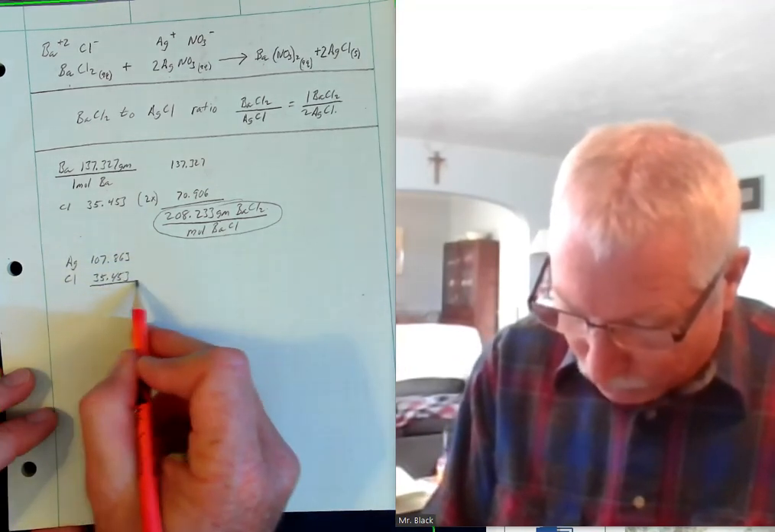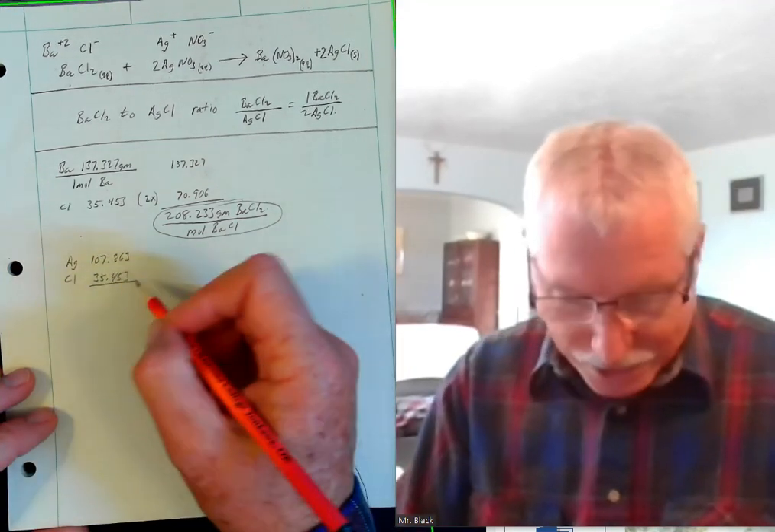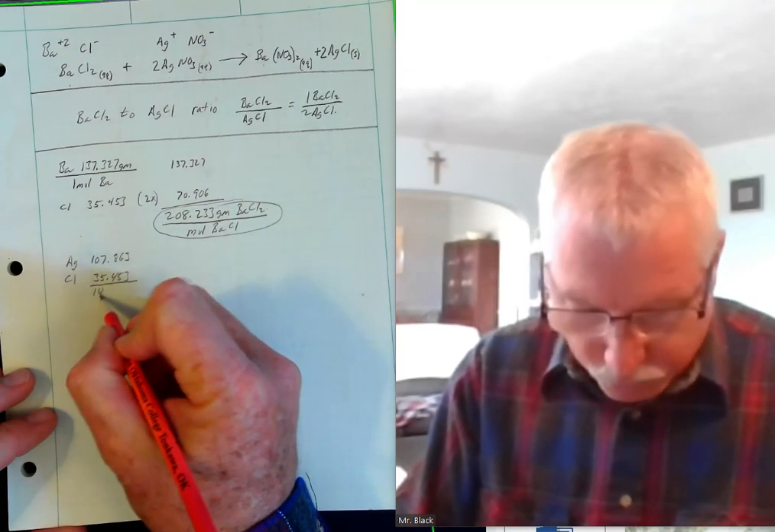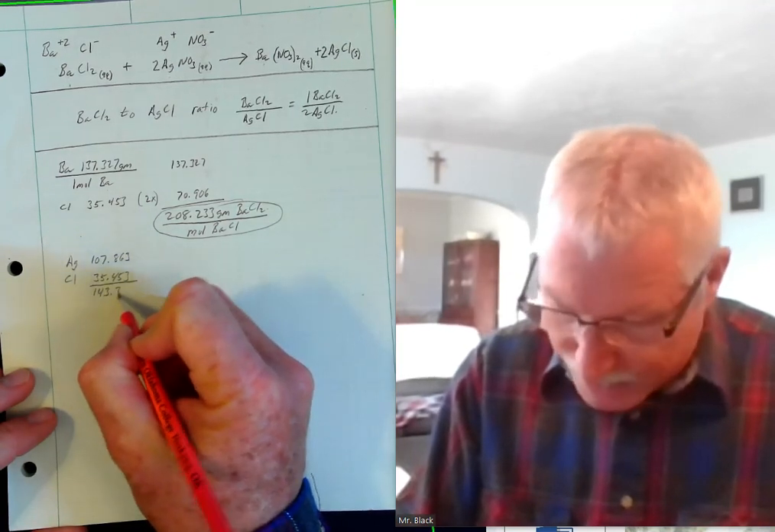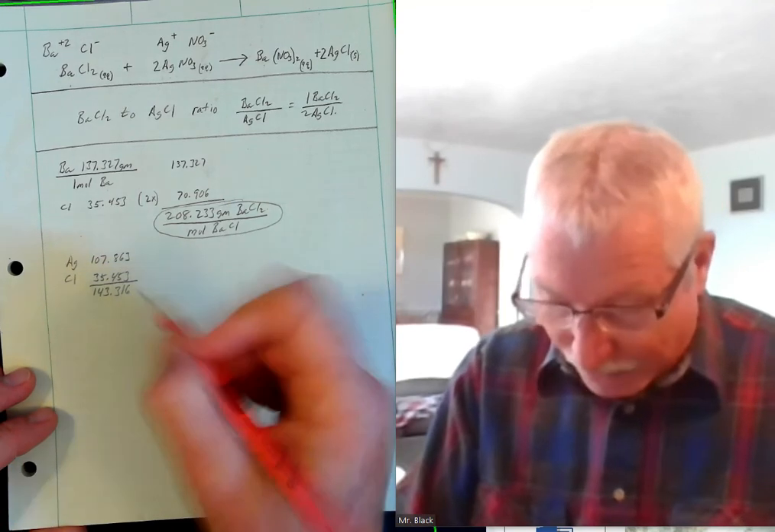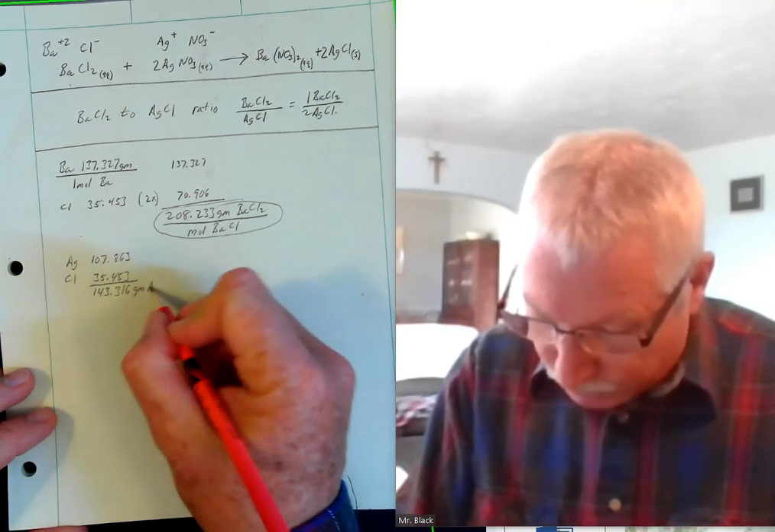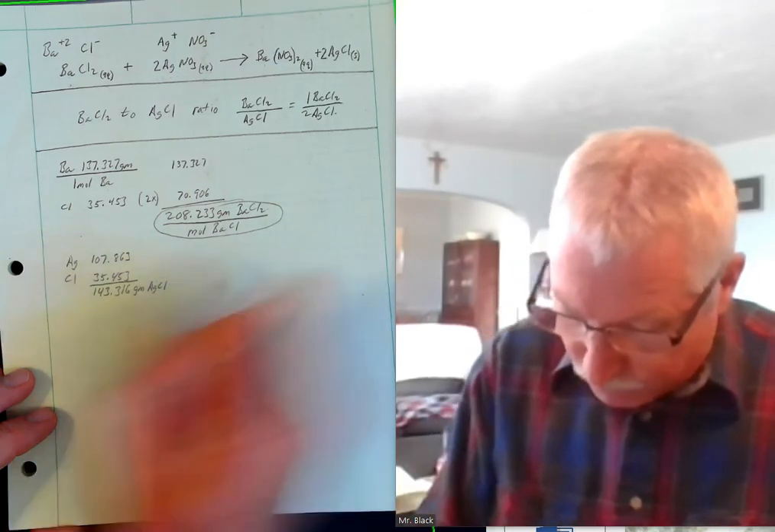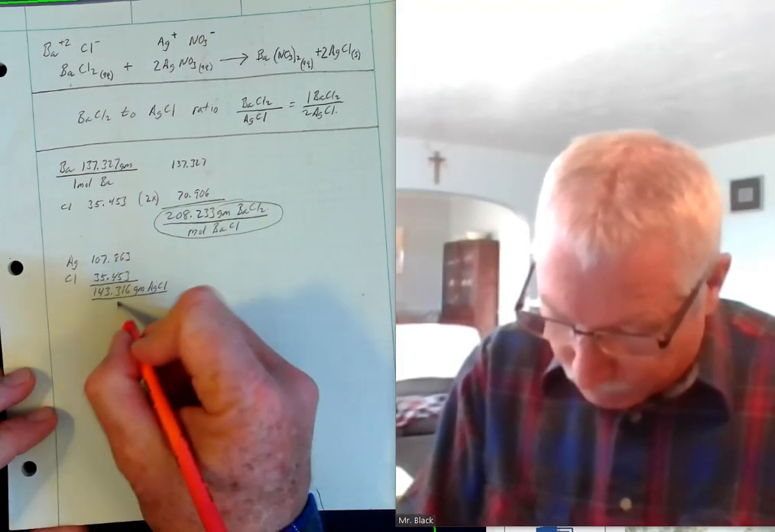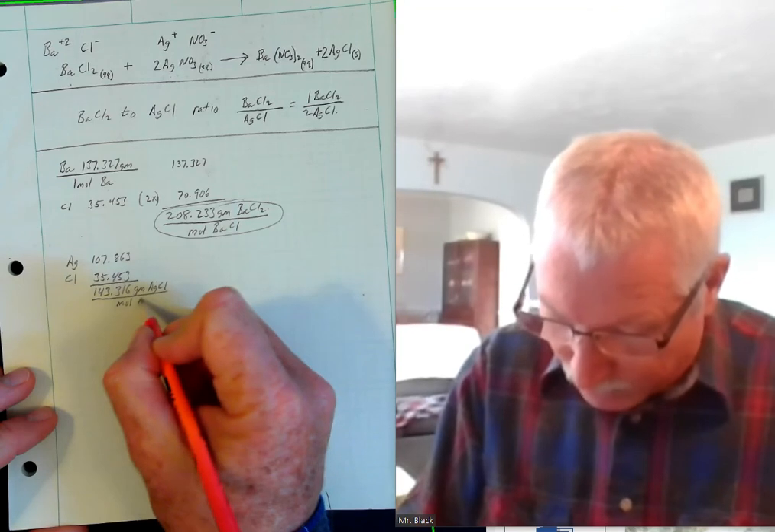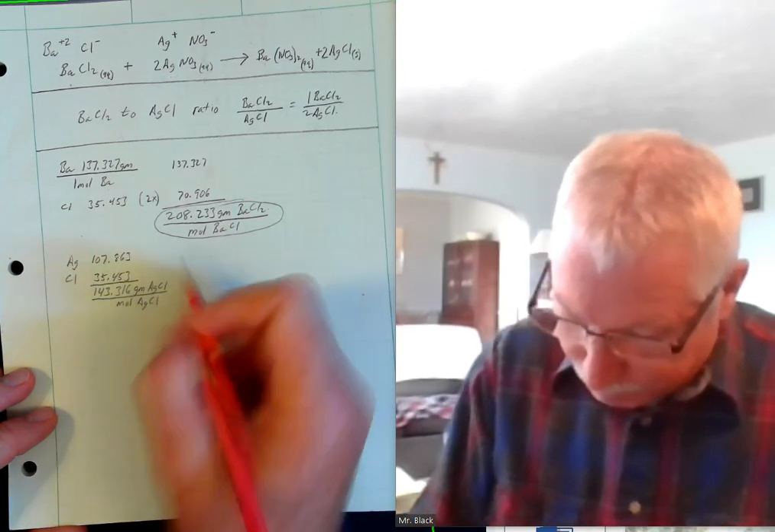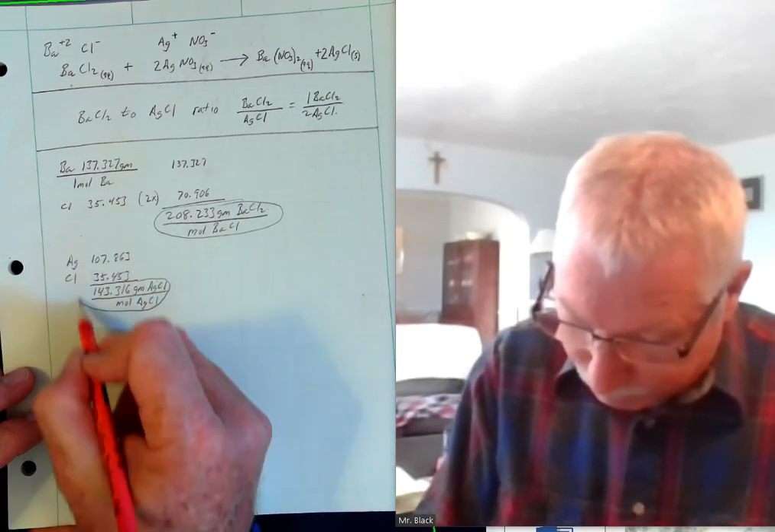I don't need to double or triple anything up. And when I add them together, I get 143.316. And I remember that what this number means is it's grams of silver chloride for each mole of silver chloride. All right, I'm going to circle that one.